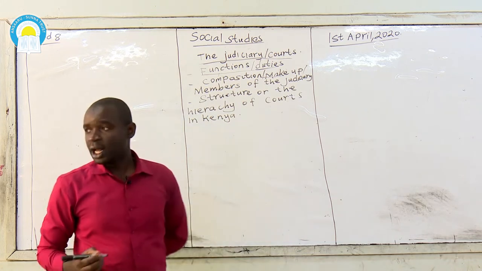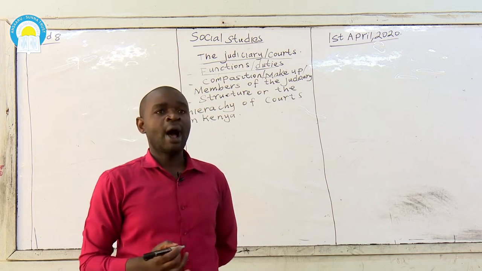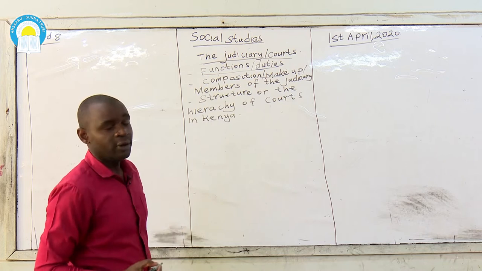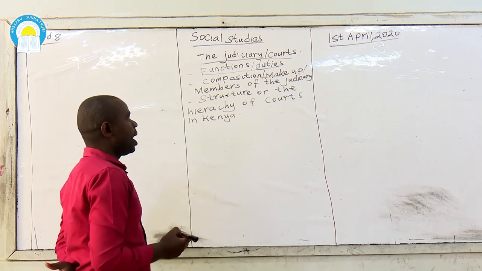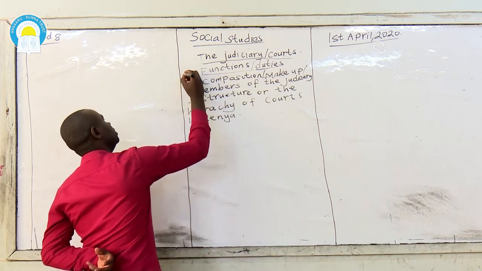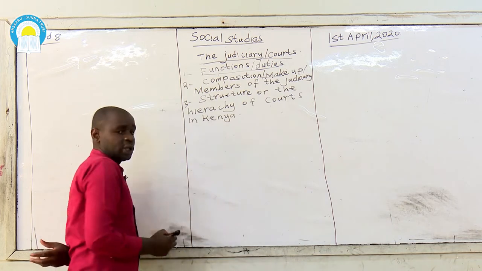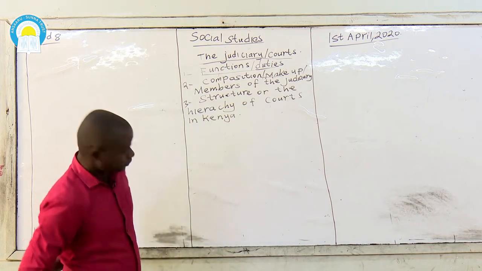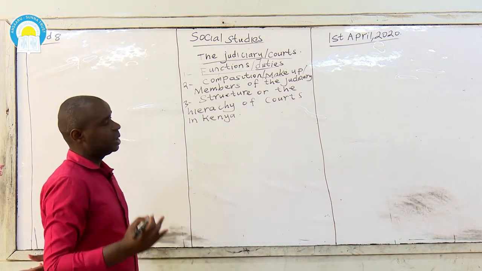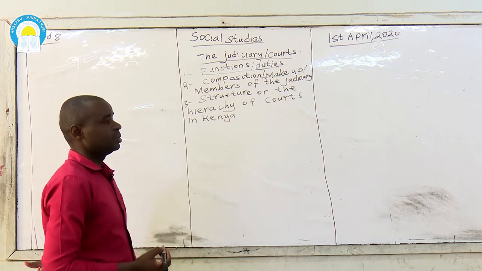So please, my dear candidates, and not only this one, it goes even to those who are in standard 5, you know this topic starts all the way from class 5 up to class 8. So on that note, I want to begin one by one by looking at the following. So number one, let's begin. I've said that the judiciary also refers to the court system in Kenya.